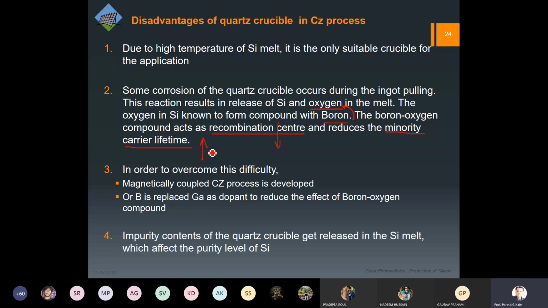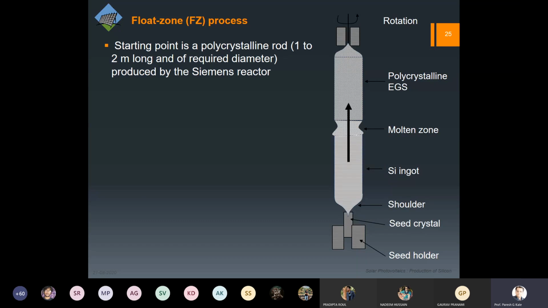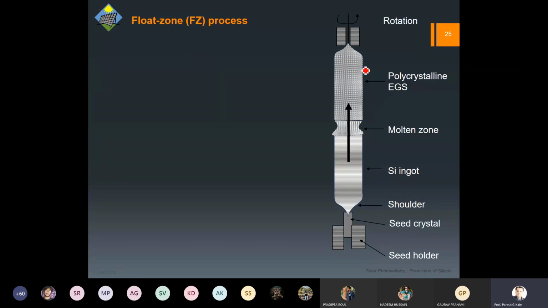Quartz impurities also come into contact, and sometimes they can pass through. So these are the problems with the CZ process. That's why we go for another process called the float zone process. You can see here again, you start with a seed, there is a rotation. These are common things.